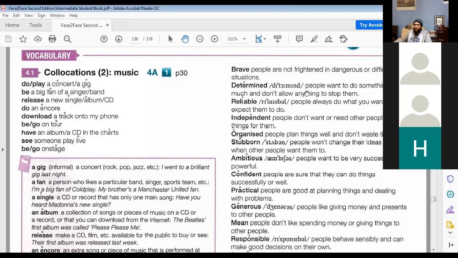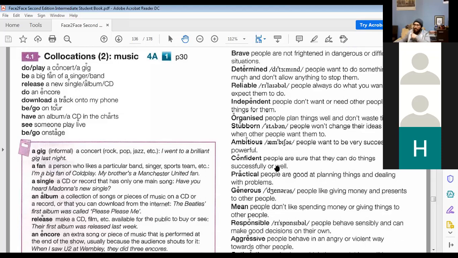Determined, I think it's also clear. People who want to do something very much and don't allow anything to stop them. So they are determined. Stubborn. Stubborn, I think this is a very good adjective for Libyan people. For us, this is our favorite adjective. I think we all have this. It's in our DNA. Yes.